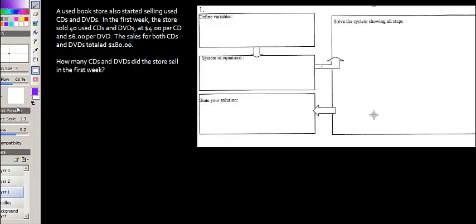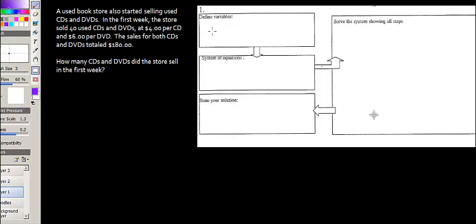A used bookstore also started selling used CDs and DVDs. In the first week, the store sold 40 used CDs and DVDs at $4 per CD and $6 per DVD. The sales for both CDs and DVDs totaled $180. How many CDs and DVDs did the store sell in the first week?